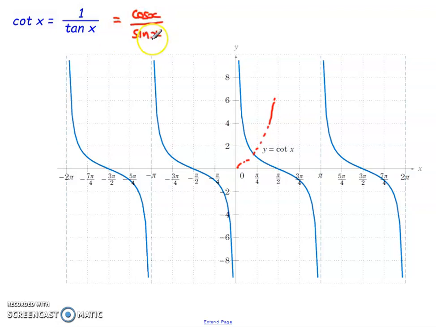And every single sine function has a 0 at 0, pi, 2 pi, so every whole number times pi. So that's why, instead of the vertical asymptote occurring at pi over 2, they occur at 0, pi, 2 pi, etc. and continuing on from there.